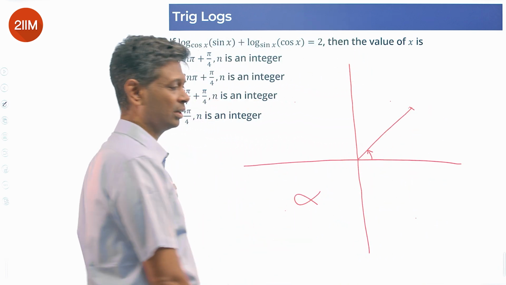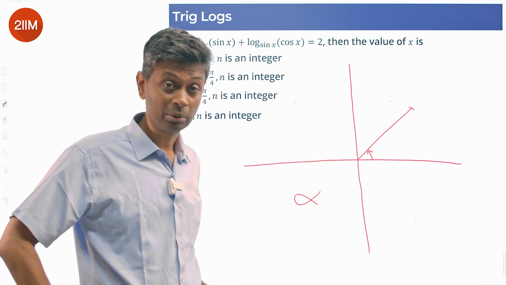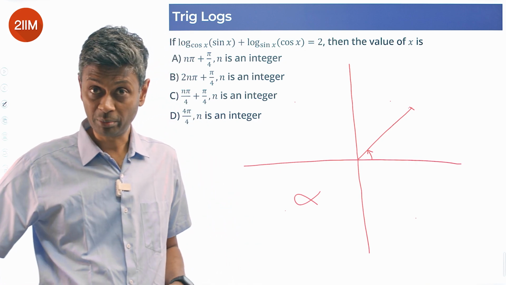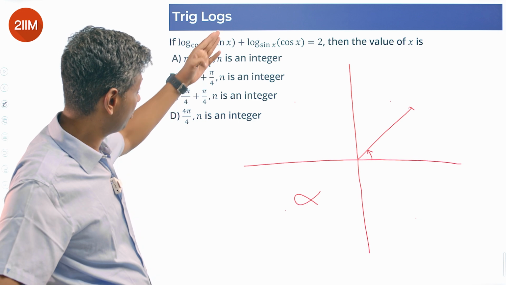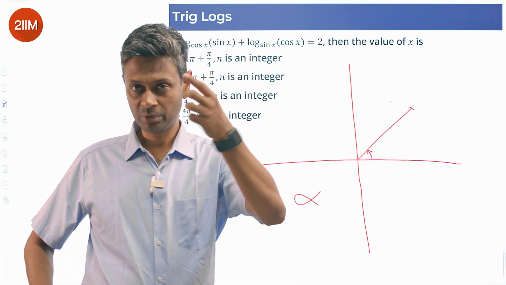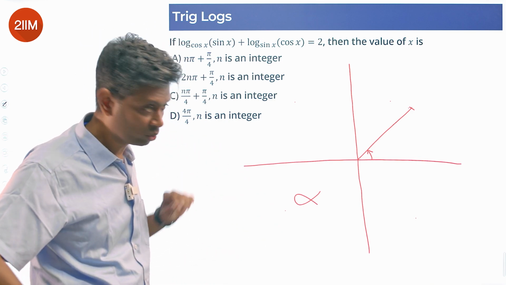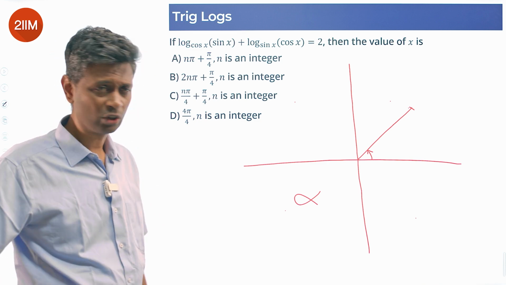This will not work because sin x and cos x will both be equal at one point here, but both will be negative. Both will be minus 1 by root 2. Here both are plus 1 by root 2. There's no such thing as log of minus 1 by root 2 to the base minus 1 by root 2. Log is not defined for negative numbers or negative bases. So we shouldn't include this. We include only that. There's only one point, which is 45 degrees or pi by 4.